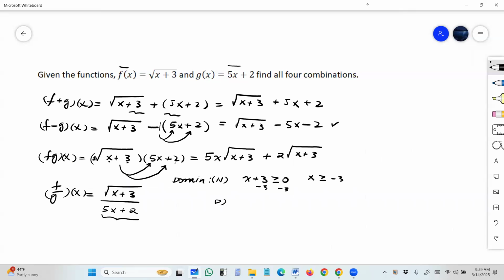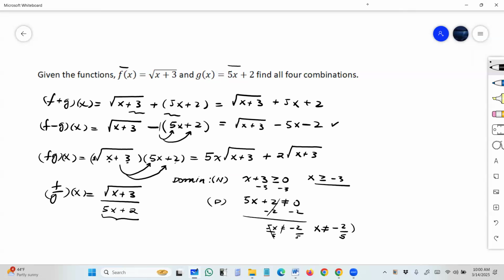For the denominator, we have another issue. The denominator, we don't want it to be 0. So the 5x plus 2 cannot be 0. So now I have to solve this equation. So minus 2 on both sides. I have 5x equals -2, and then we divide everything by 5. Okay, so I have that x cannot be -2 over 5. All right, so the domain is real numbers, not these, has to be any value greater than or equal to -3.